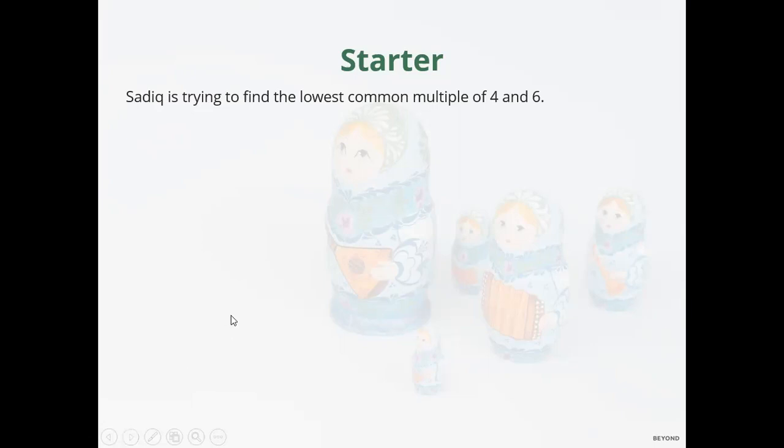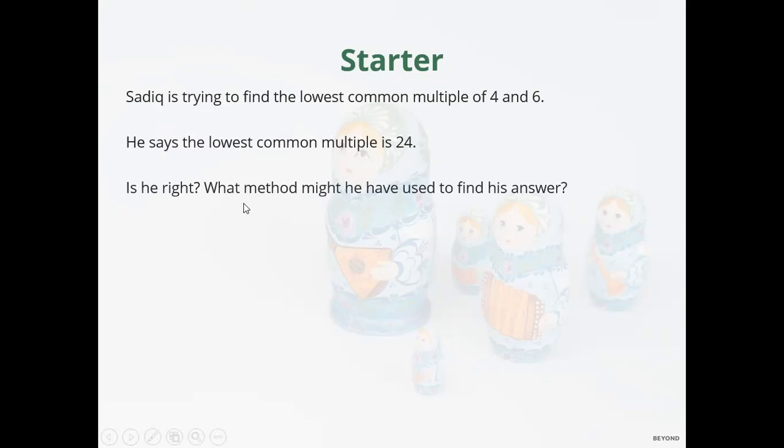Now, instead of me talking like that, I would prefer to write it down. He says that the lowest common multiple is 24. Let's see whether he is right and what method he might have used to find his answer. There are ways to find this, and this is what we are going to find out.